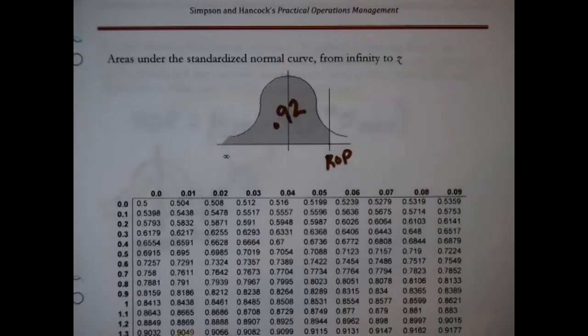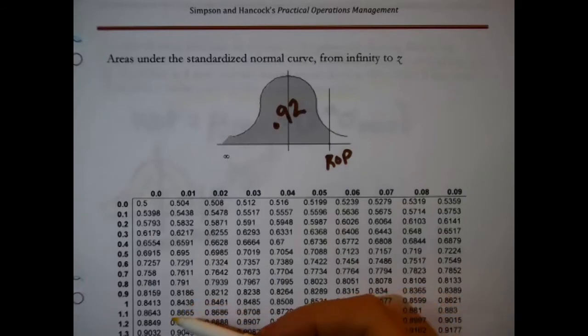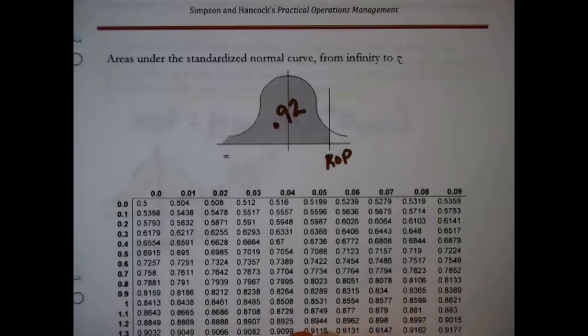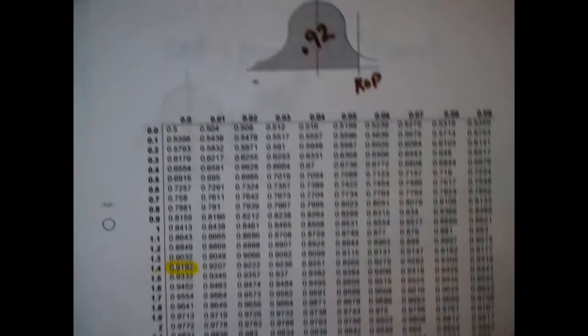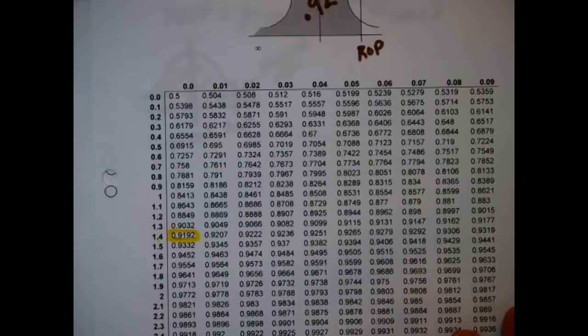0.92, I don't think we're going to find it exactly. 0.9192 is pretty close, and then it goes to 0.9207. It's pretty close between these two, but actually this one is closer to 0.92. You say, all right, well that's as close as we can find to 0.92 on the z-table. You say, okay, now what do I do with that?